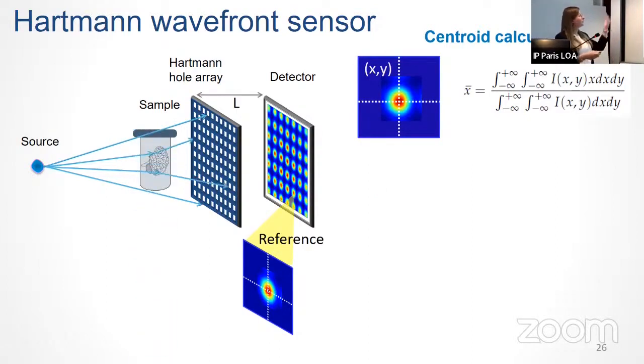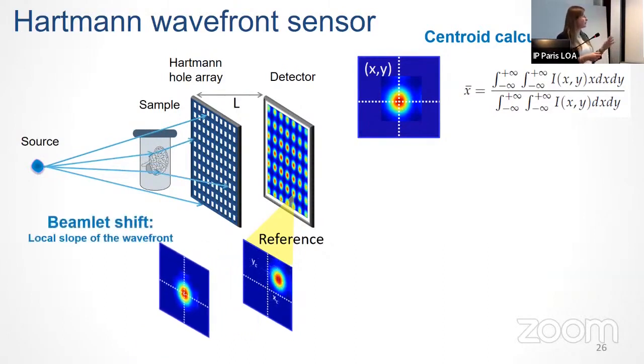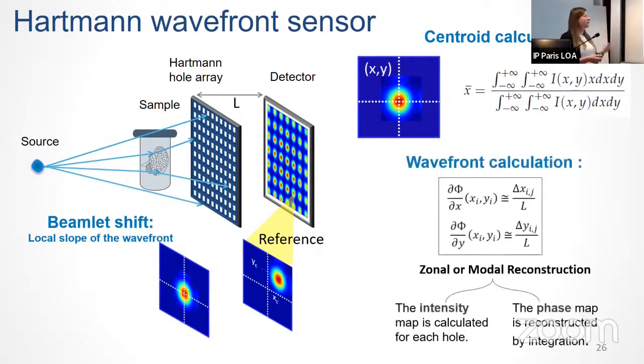Then when we put a sample inside the beam, each of the beamlets will shift, and the shift of each of the beamlets will be proportional to the local slope of the wavefront. So each shift in the x and y direction will be proportional to the first derivative of the phase, and we will use a reconstruction algorithm to retrieve intensity and, of course, absorption maps and phase maps.